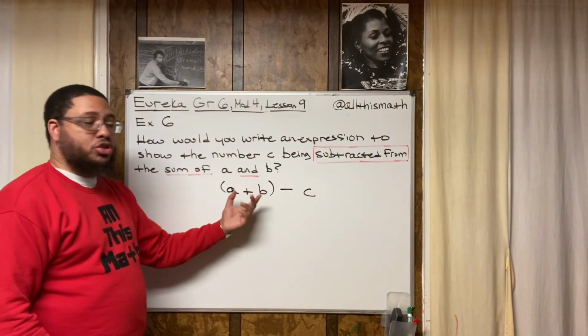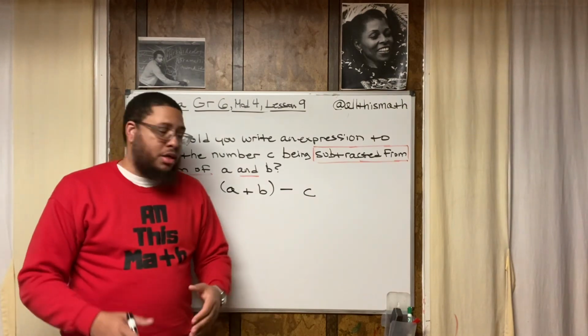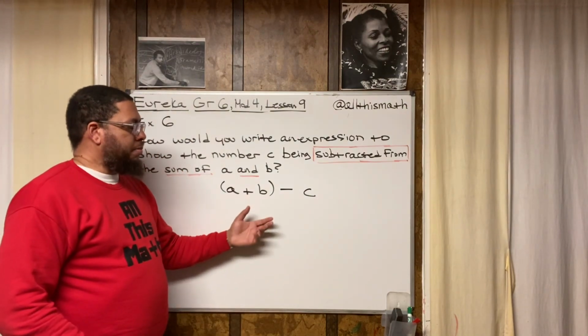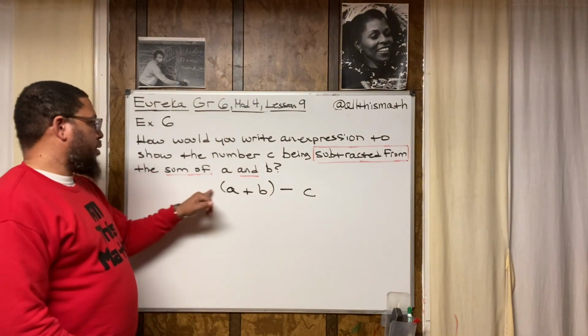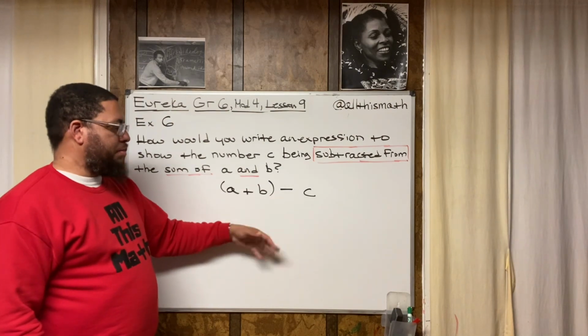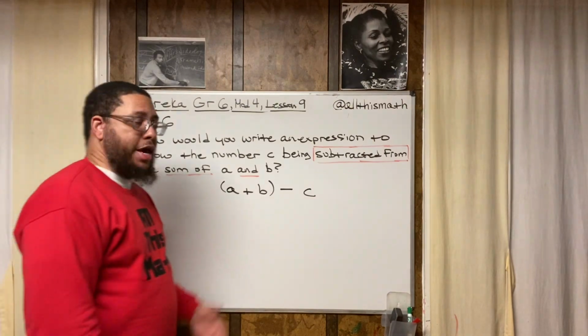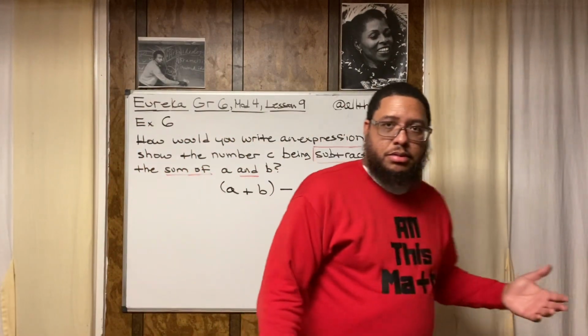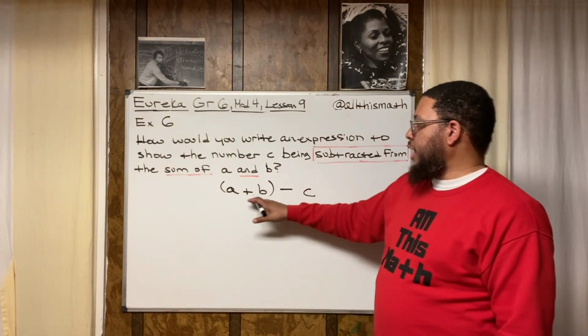The quantity, and this is called a quantity. When we have an expression inside parentheses, we call it a quantity. So we got the quantity of A plus B minus C. C is being subtracted from the sum of A and B. That's how we would write it. They asked me how I would write it, that's what Eureka did. This is how I would write it: the quantity A plus B minus C.